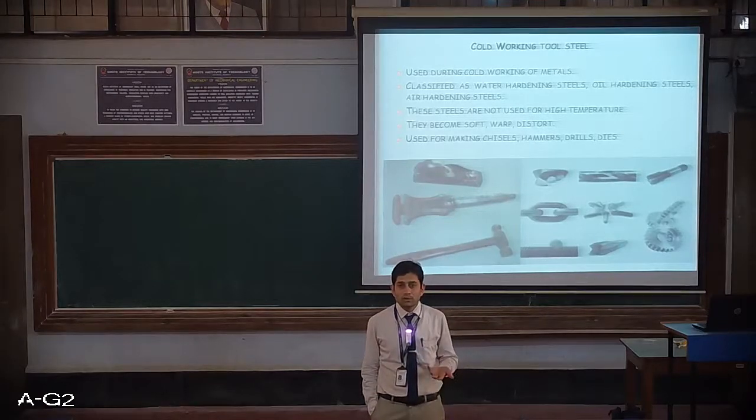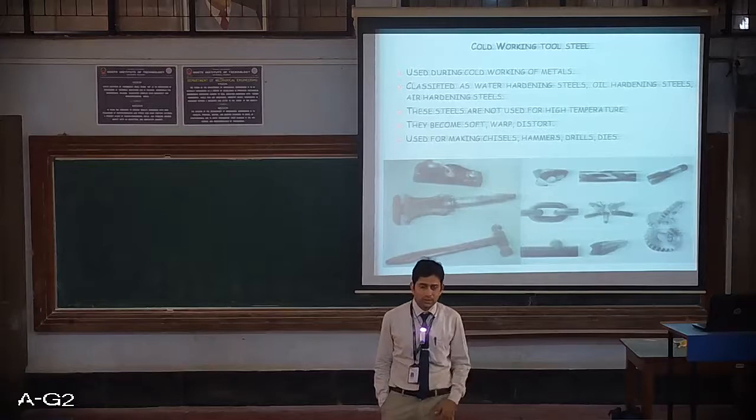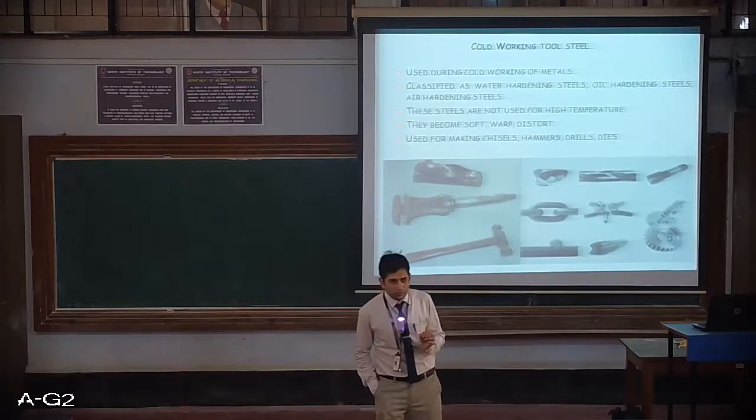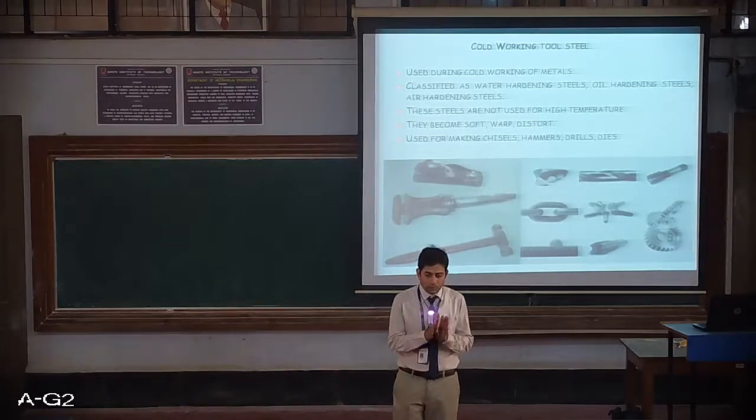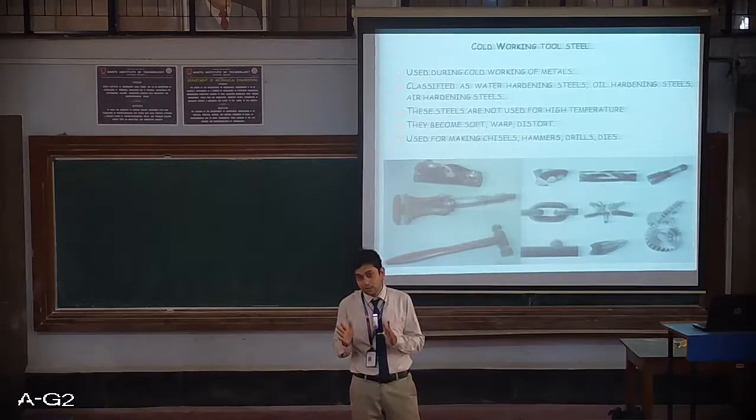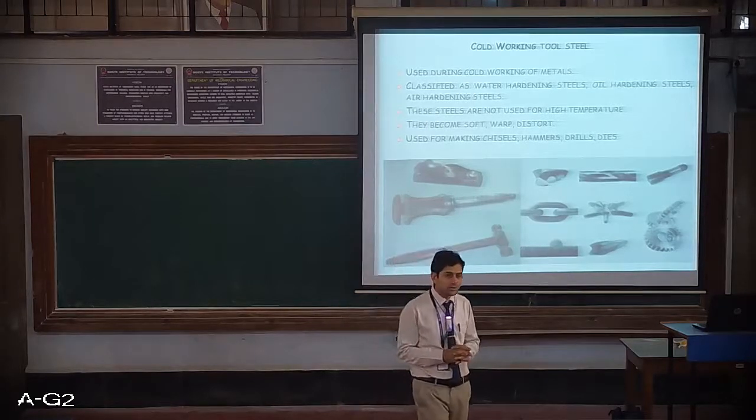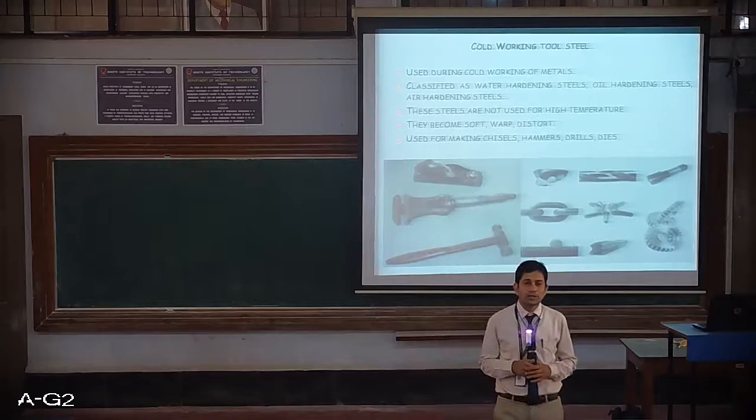For a metal like steel, not more than say 600 or 500 degrees Celsius or 400 degrees Celsius, not more than that. So if you are using a type of steel for making tools, and that tool is to be used only for room temperature applications, it is this one, that is cold working tool steels.